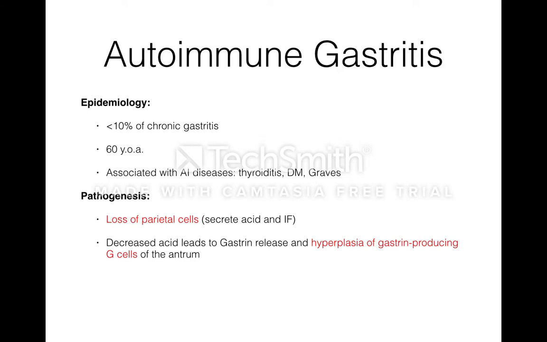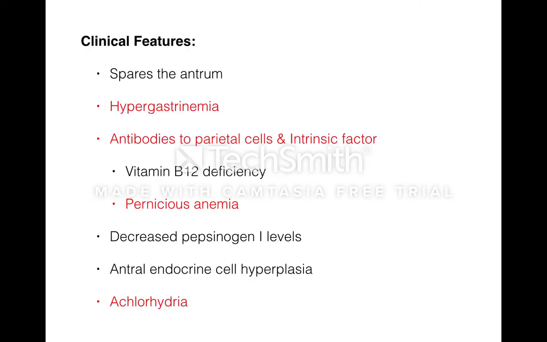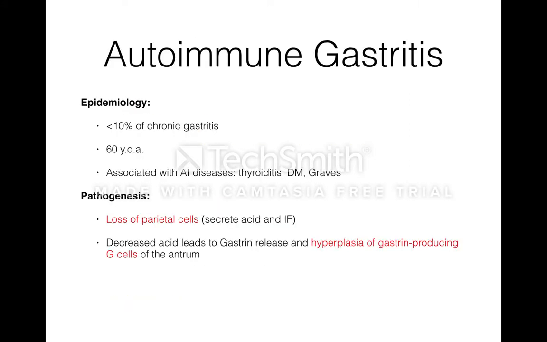Remember back to physiology that gastrin secretion is normally inhibited by acid production. This is one way that autoimmune gastritis can be differentiated from H. pylori gastritis. Also, unlike H. pylori gastritis, autoimmune gastritis spares the antrum. Patients also will have antibodies to parietal cells and intrinsic factor.